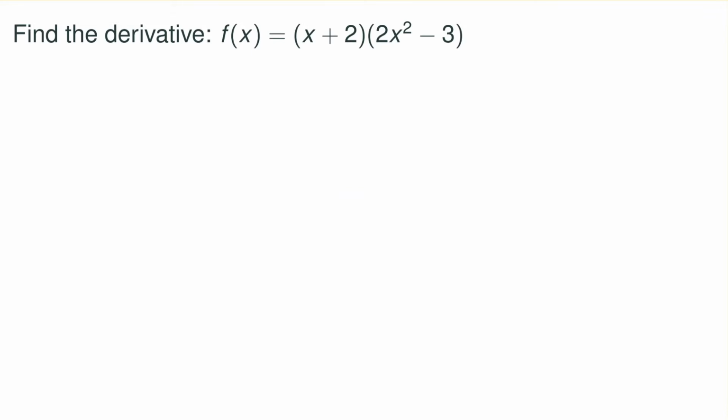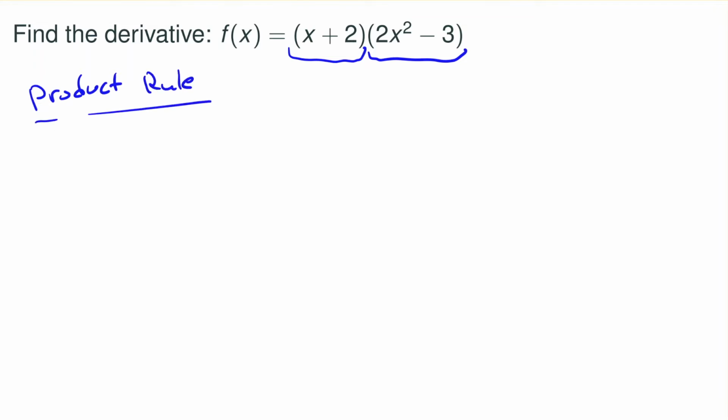Find the derivative of this function f of x equals (x plus 2) multiplied by (2x squared minus 3). So here we have two choices. We could actually FOIL this out, and we have 4 terms, then apply the power rule to each of the terms. We can also use the product rule. We can see this as a first function, second function. So I'm actually going to do the product rule, so we can practice the product rule.